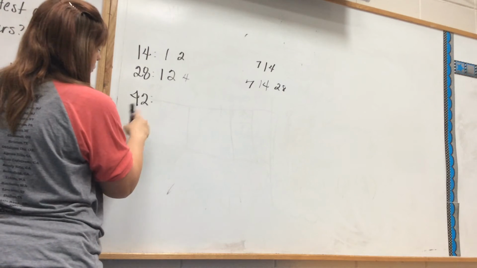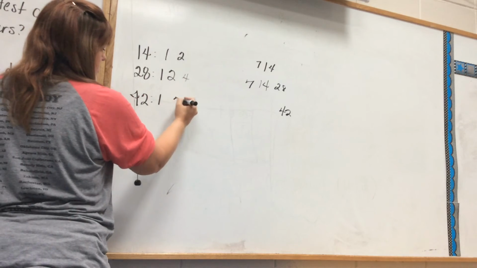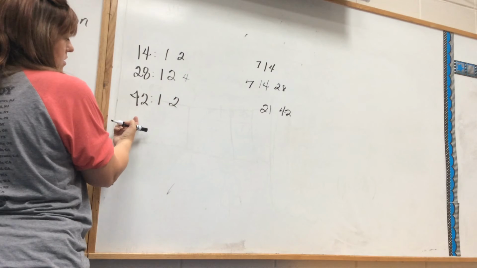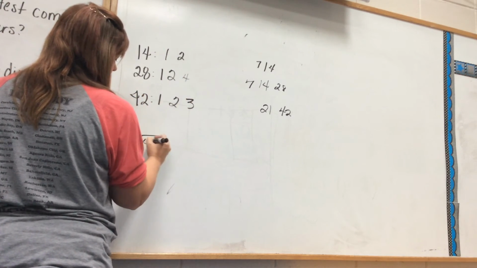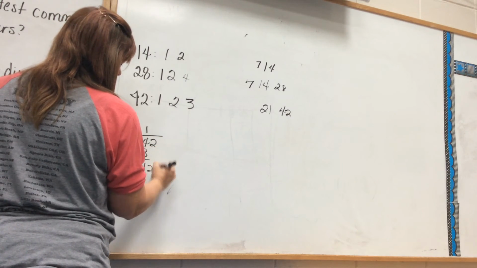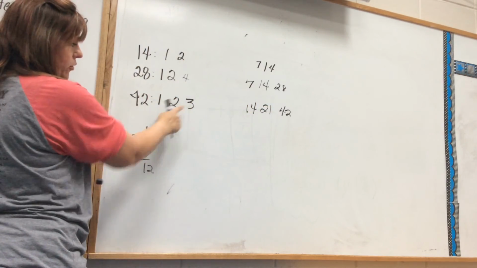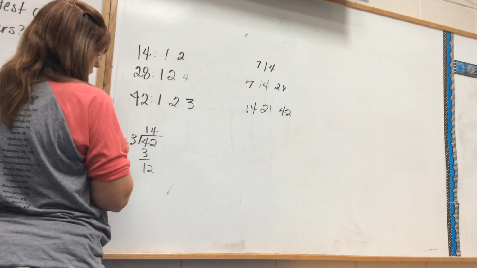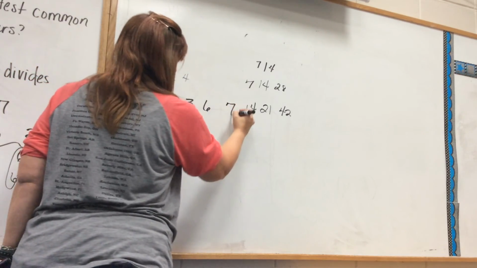Okay? Now, 42. 1 times 42. 2 goes in there. 2 times 21. 3 actually does go in there. 3 into 42, 3 goes into 4 once, 14 times. If I hadn't used that divisibility rule, I wouldn't have seen that, so you need to use those. 4 does not go in there. 5 does not. 6 does. And 6 times 7. Okay?